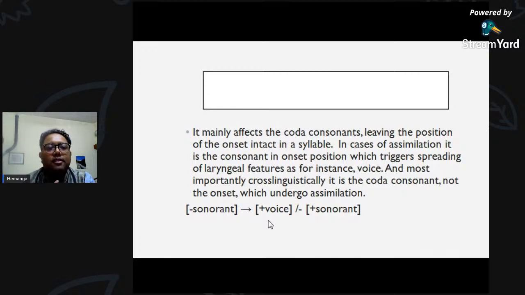So minus sonorant becomes plus voice whenever it is followed by plus sonorant. If I say t, t is minus sonorant because it is not la or na or ra or wa or ya. So you should remember my sonorants are only the vowels, laterals, rhotics, glides, nasals. These are sonorants, and minus sonorants are plosives, fricatives, and affricates. In the distinctive feature approach, everything is represented in binary notation. So minus sonorant becomes plus voice if it is followed by plus sonorant. So this is the example.